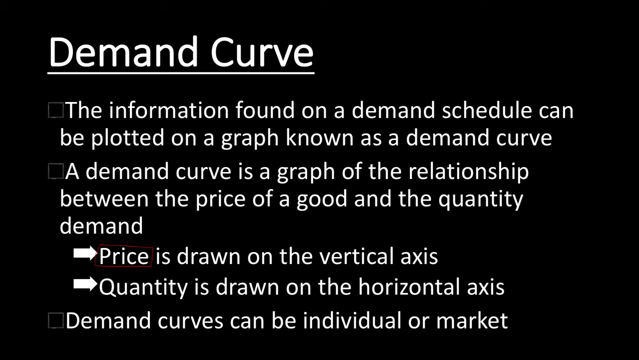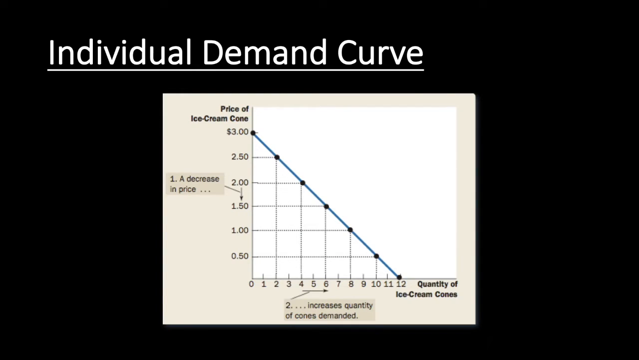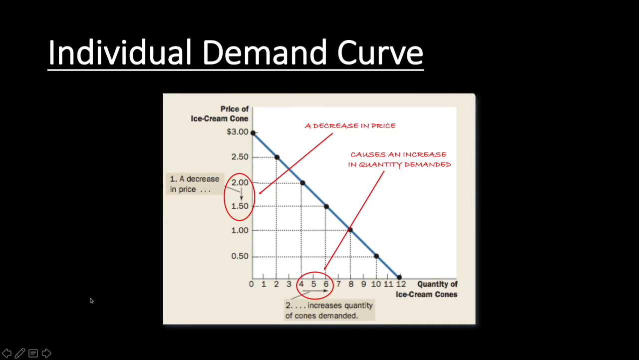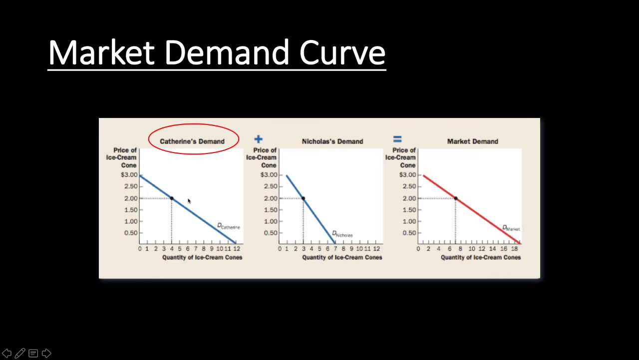For individuals or for markets. So we could be looking at one person's demand curve, or we could be looking at a whole market's demand curve. So here we have an example of an individual demand curve. I believe this was Catherine's demand for ice cream. At $3, she demands 0. At $2.50, she demands 2. At $2, she demands 4. And we can see how this represents the negative or inverse relationship. Price goes down. Price is the independent variable. That's going to cause the quantity demanded to increase. Quantity goes up. And then a market demand schedule would be just Catherine's demand and Nicholas's demand added together.